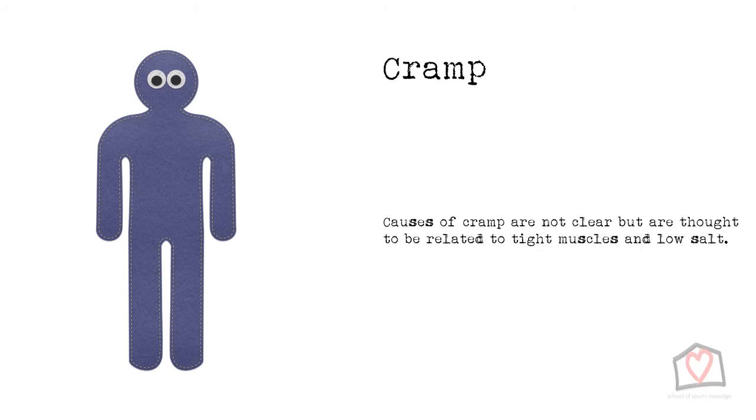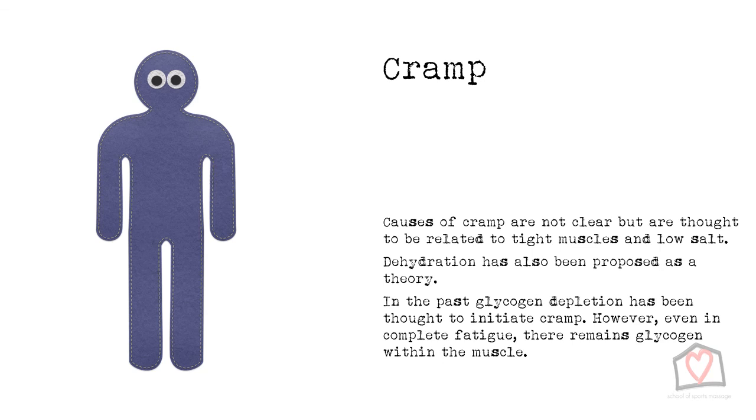The causes are not clear, although are thought to be related to tight muscles and low salt, so potassium or sodium, within the contractile unit. Dehydration has also been proposed as a theory. In the past, glycogen depletion has been thought to initiate cramp, as the muscle no longer has energy to contract. However, they have proved that even in complete fatigue, there remains a level of glycogen within the muscle, so this is not the case.